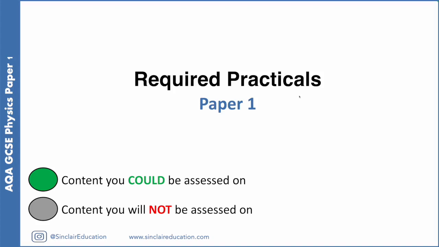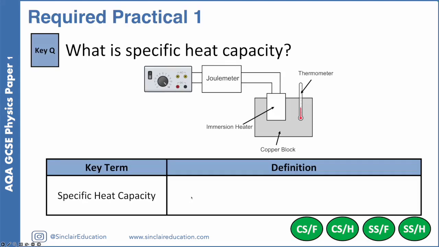We're going to be looking at the required practicals for paper 1 today. Anything that is green will be content that you could be assessed on, while content greyed out would not be on your specification. Today we're going to look at 5 required practicals. 4 of these are possibly on all exam papers. Required practical number 2 will just appear on separate science, but I'll point that out when we get to it.